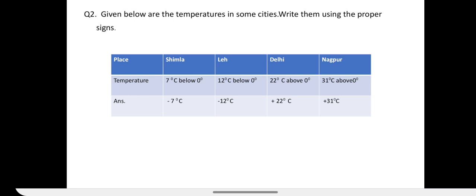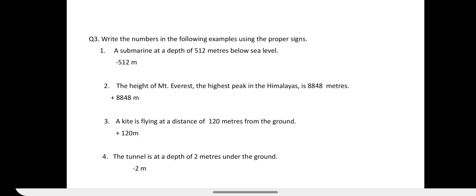Temperature of Leh is 12 degrees centigrade below 0 degree. It is below, so it is -12 degree centigrade. Temperature of Delhi is 22 degrees centigrade above 0. So above means it is positive, plus 22 degree centigrade, and Nagpur is 31 degrees centigrade above 0 degree, that is positive plus 31 degrees centigrade.